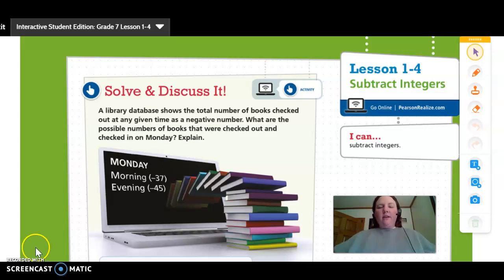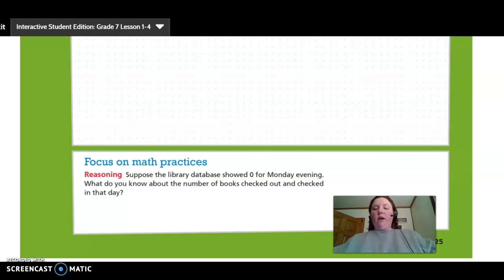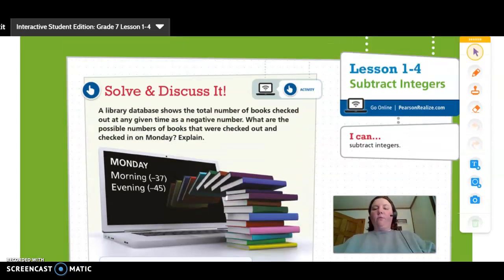Our lesson today comes out of our student workbooks, the Envision A7 Lesson 1-4 workbook. Before you start this video, make sure you pause and have your workbook out, and make sure that you are on page 25 of the workbook.